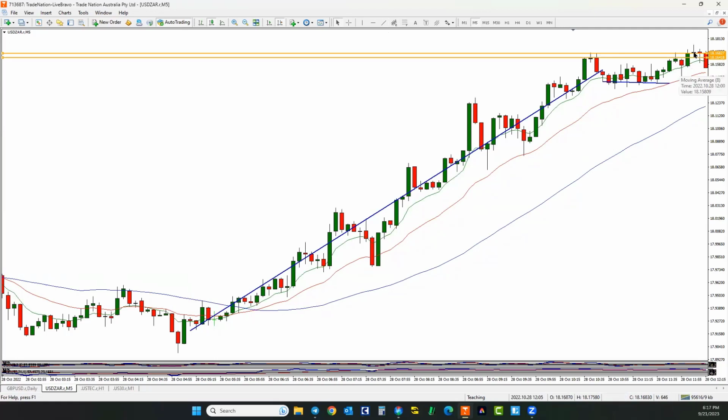I class that as a double top. It hasn't really closed above that resistance properly. And if I put that line on the wick, you can see it didn't really close above the line. That is considered a double top.